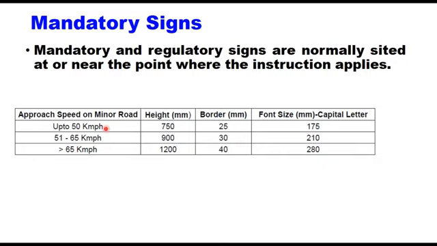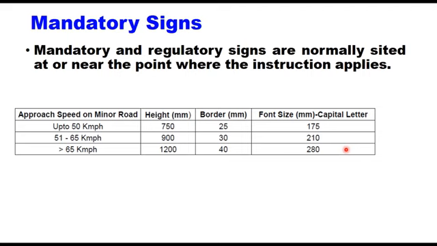For a speed up to 50 km/h, the height of this sign will be 750 mm, the border will be 25 mm thick, and the font size will be 175 mm, all in capital letters. Similarly, if the approach speed is more than 65 km/h on the minor street, then these will be the dimensions of height, border and font size.